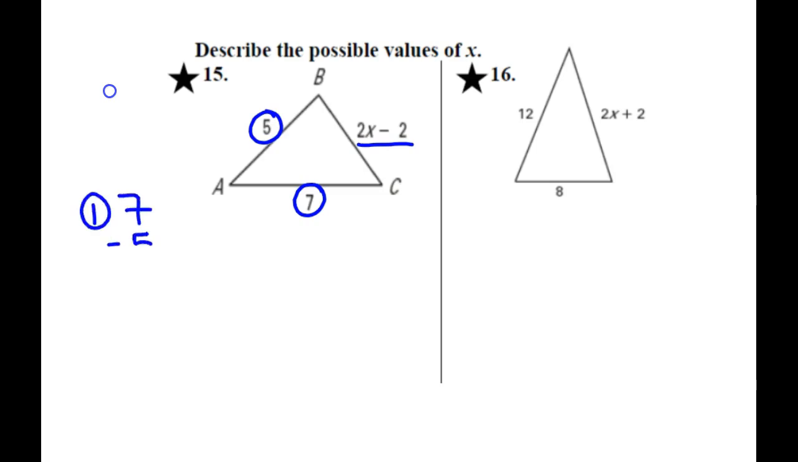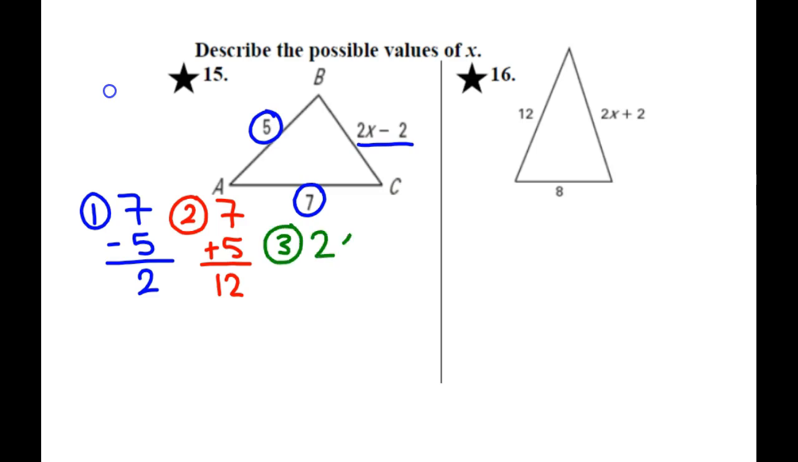The first thing is, what if 7 is the biggest side? Then we'll just do 7 minus 5, which is 2. The second option is what if 7 isn't our largest side? So we're going to add them together, which is 12. Now our third step, we're going to put these together and we're going to solve for x. So 2 is less than something is less than 12.